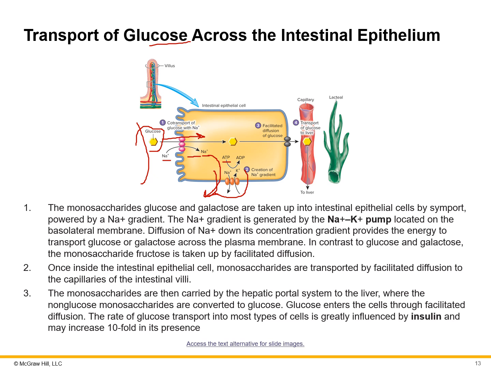Once the glucose is in, we get facilitated diffusion of the glucose going from high to low concentration into the blood, but it does need a transport protein to do that. Then it hops on the hepatic portal vein and goes to the liver. We also have the lacteals, those lymphatic vessels, absorbing nutrients as well.